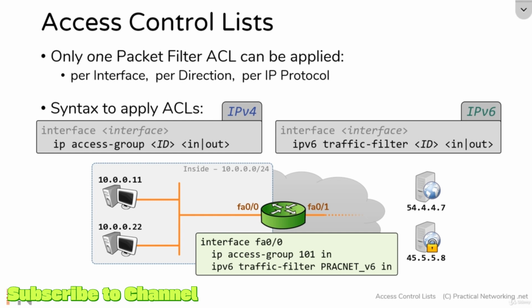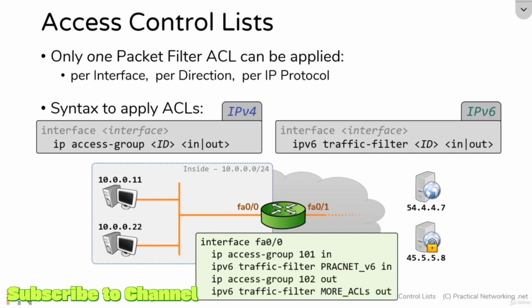So that's the syntax to apply an access list to an interface. Now notice, in one interface, we've applied two access lists, one for each protocol, in a single direction. Both of them are direction in. If we wanted to max out every single way we could apply an access list to interface FA00, we would simply have to add two more access lists covering direction out.